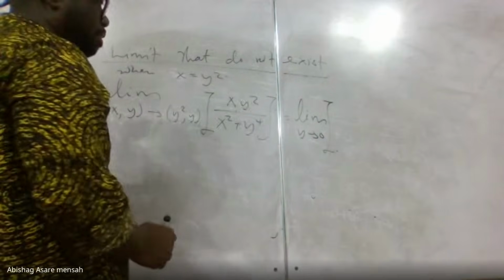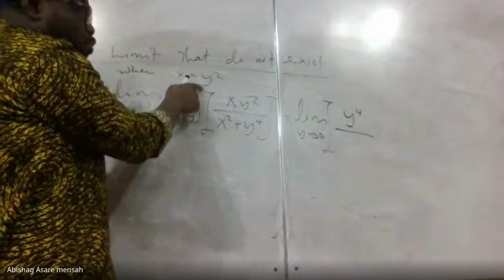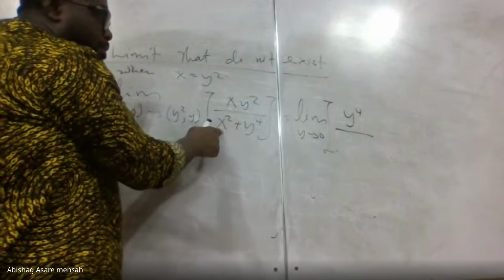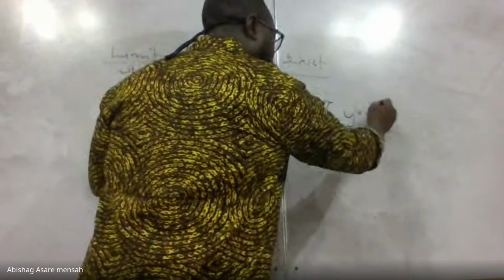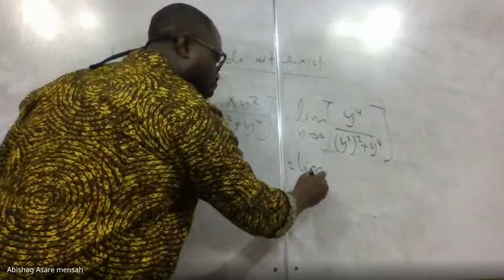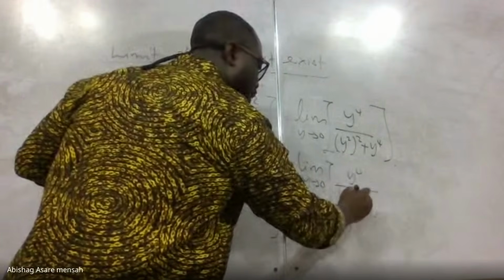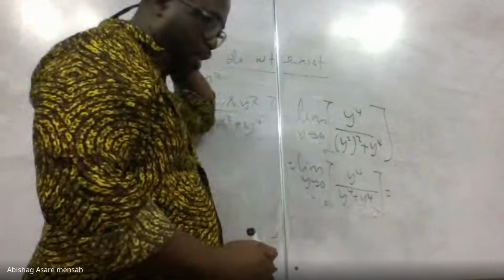So this one goes: y squared times y squared, y to the power of 4. Wherever we find x, we put y squared there. So this one will be y squared all squared. Then write it y squared all squared plus y to the power of 4. Now we have the limit as y approaches 0 of y to the power of 4 over y to the power of 4 plus y to the power of 4. So this one gives us 2y to the power of 4.